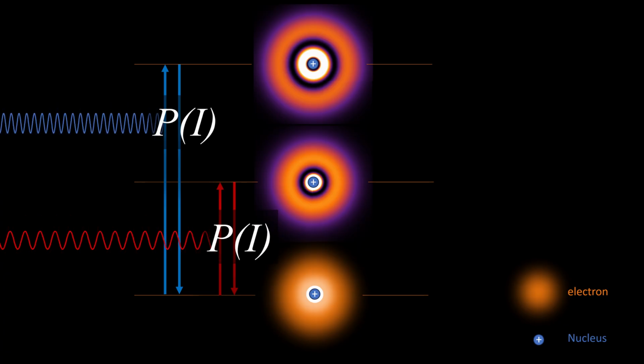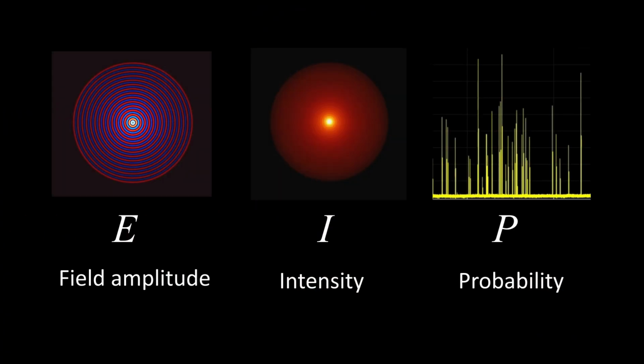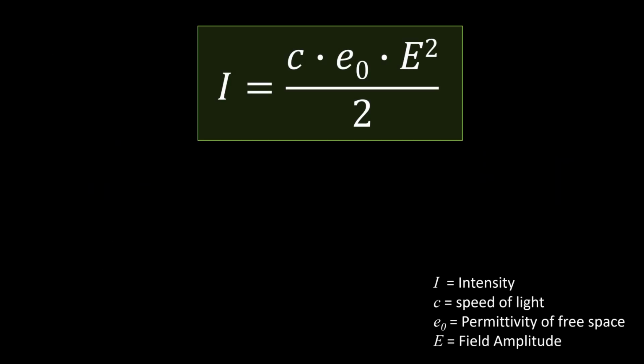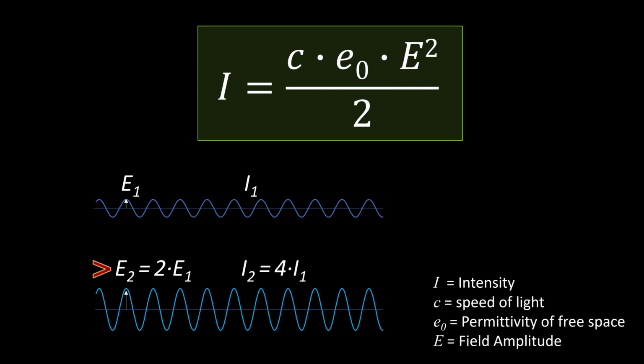So let's focus now on the relationship between field amplitude, intensity, and photon probability. In classical electrodynamics, the intensity of electromagnetic radiation is proportional to the field amplitude squared. A field having 2 times the amplitude has 4 times the intensity. So the relation between field strength and intensity is pretty straightforward. The other symbols in the formula are actually just properties of the vacuum and are constants, like the permittivity and the speed of light in free space.